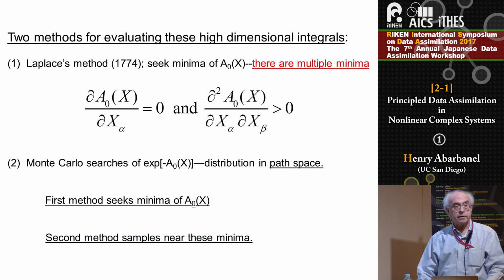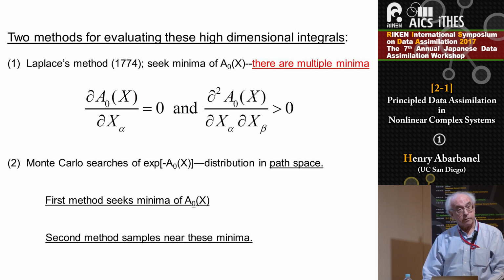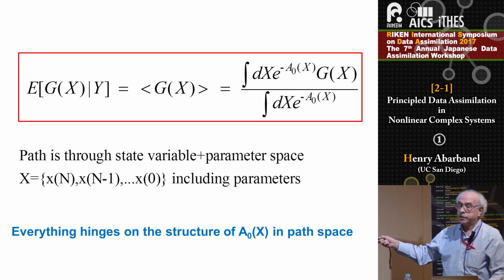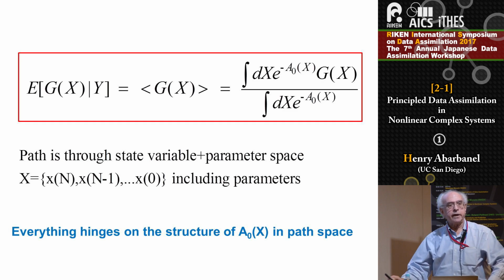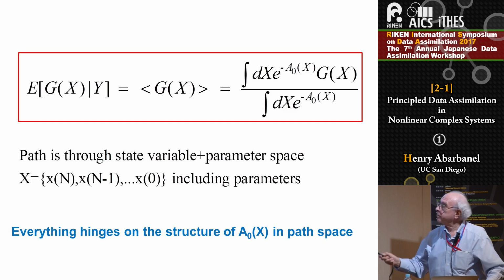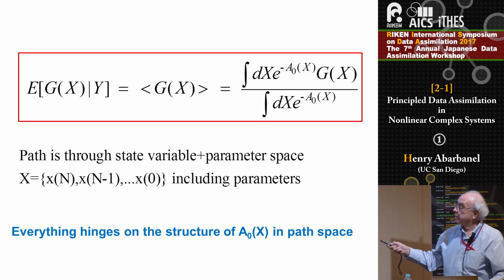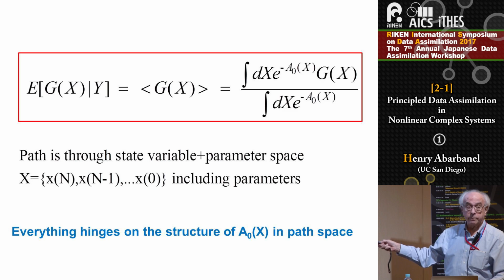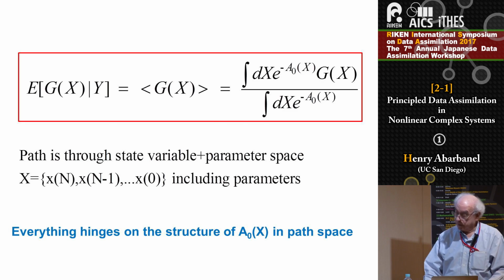There are two general methods for doing those integrals that I know of. One was invented by Laplace in 1774. Laplace basically said, find the minima of the action, which give you the largest probability. That's really easy if the problem's linear. But if the problem is nonlinear, then this action has multiple minima, and you have to find the global minimum. If you don't, you're making a wrong estimation of the integral that you're after.